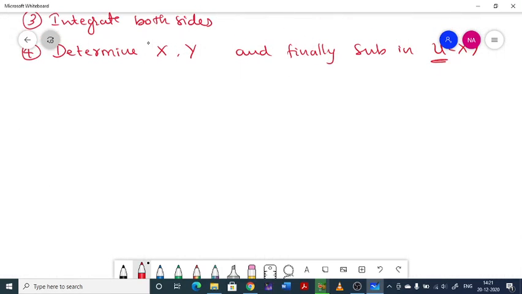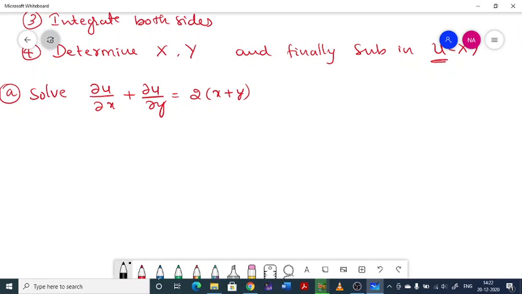Now let us consider problems. First one, solve dou u by dou x plus dou u by dou y equal to 2 times of x plus y by the method of separation of variables. That will be mentioned, but I am not going to write here. Solve dou u by dou x plus dou u by dou y equal to 2 times of x plus y, sorry, there is one more term, into u by the method of separation of variables.